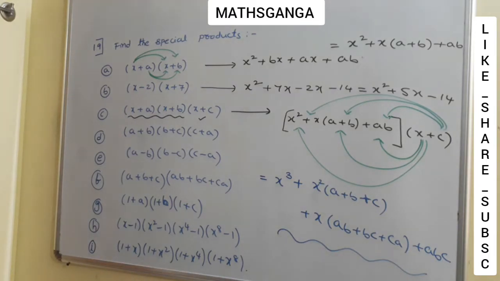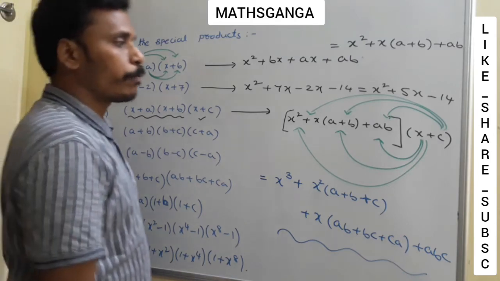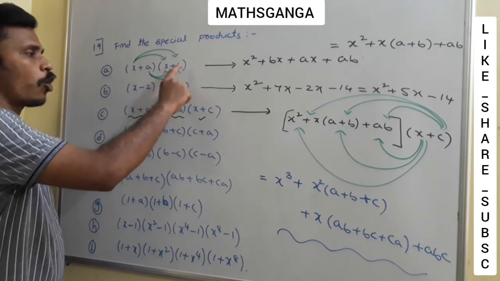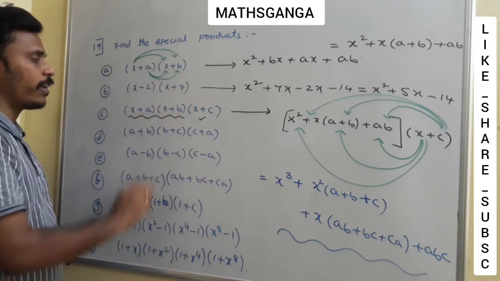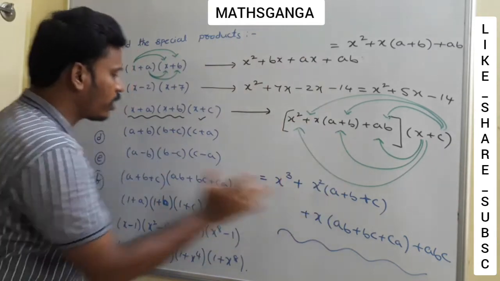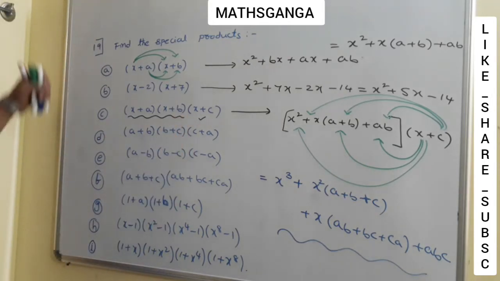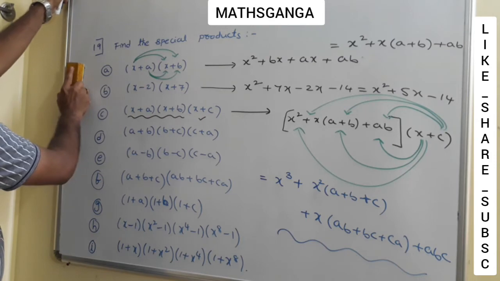(x plus a)(x plus b)(x plus c) is just what? x cube plus x square times (a plus b plus c) plus x times (this thing) plus abc. Is it clear? So the first three are over, and for space concerns, to find the remaining, I am going to erase all these things, and then I pay my attention on that d, which is (a plus b) into (b plus c) into (c plus a). Okay, I am erasing.